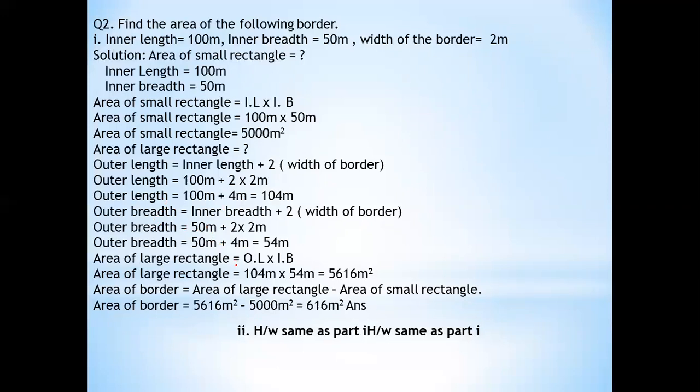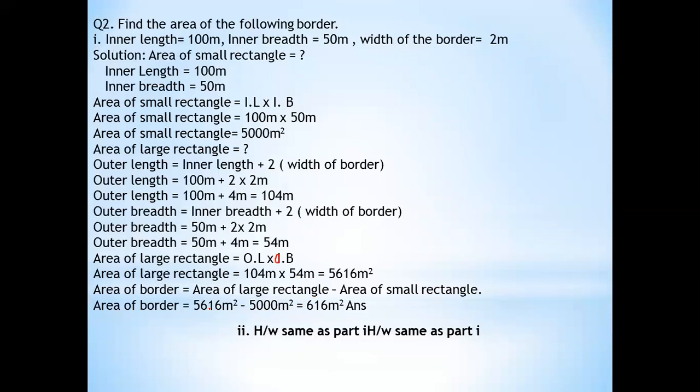Now the area of the large rectangle, by the same pattern that we have done here, is outer length multiplied by outer breadth. This is the outer breadth, dear students, not inner breadth, but outer, so you will make it O. After placing the values, it is 104 meter multiplied by the outer breadth, which is 54. Its multiplication is exactly equal to 5,616 square meter.